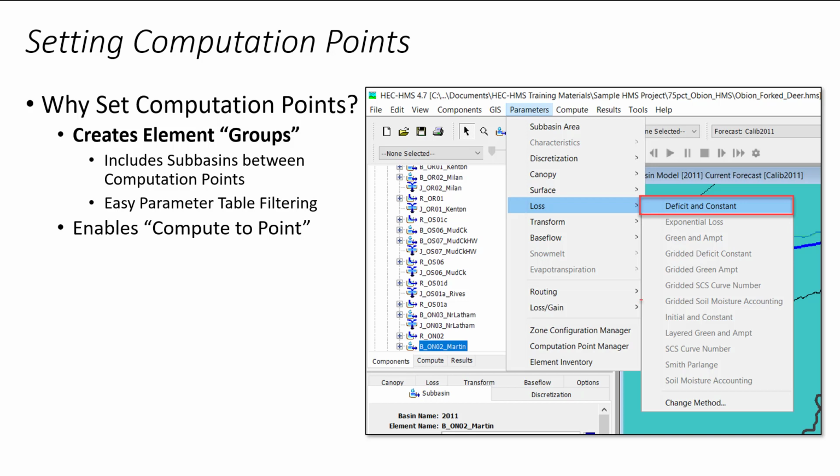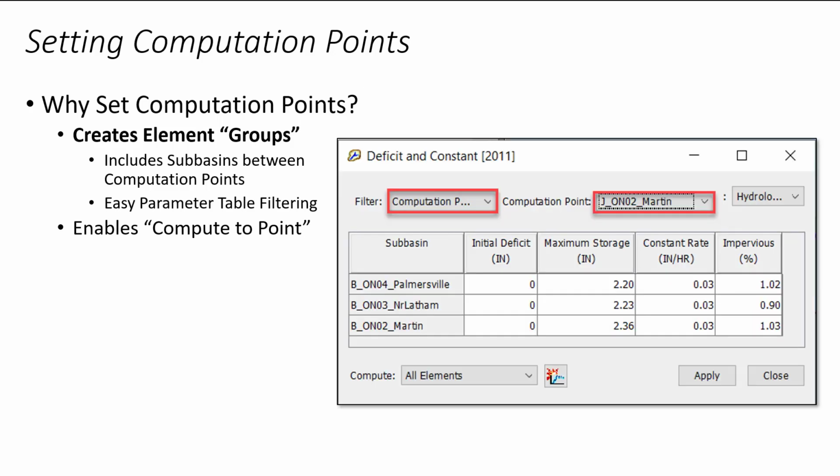For example, heading to Parameters, Loss, Deficit and Constant brings up the deficit and constant parameter table. Filtering by computation point and selecting the point of interest shows just those subbasins within that computation point group. This is helpful for viewing and comparing nearby parameter values and can even be useful for calibration, which we'll touch on a bit later.